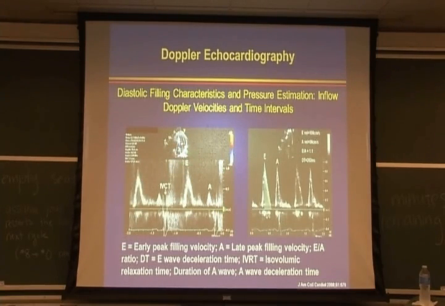Not only the myocardial velocity, we can measure the blood flow through the valves or in different parts of the heart by putting the Doppler sampler in the appropriate position. This is a Doppler sample put between the left ventricle and the left atrium at the level of the tip of the mitral valve, and you can see the early diastolic flow velocity, late diastolic flow velocity, and you can measure the time between systole and diastole. And you can see the pattern.